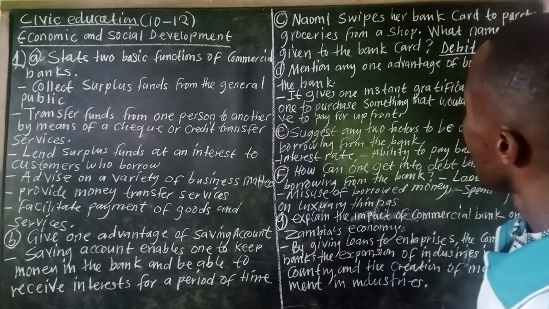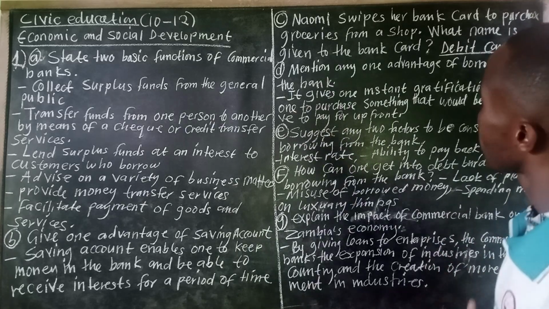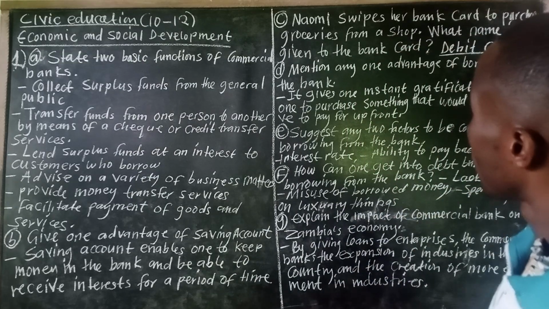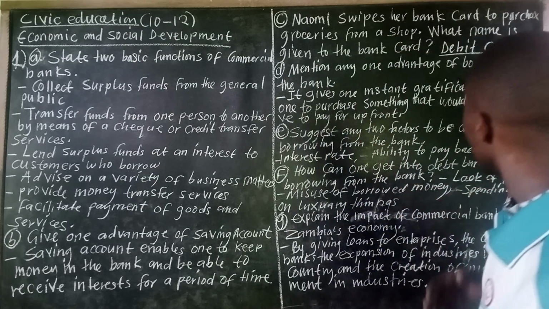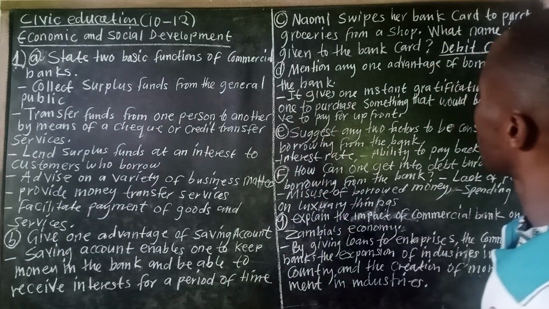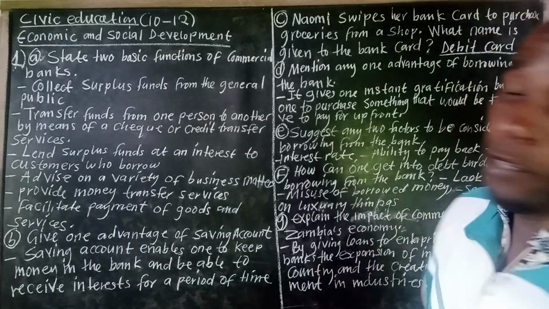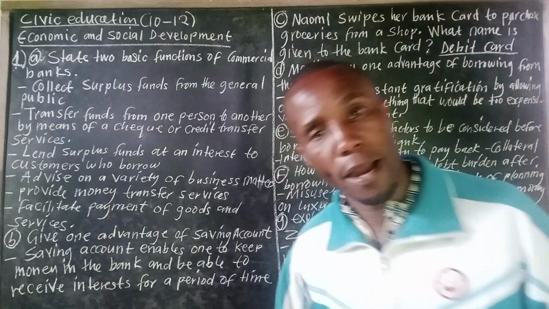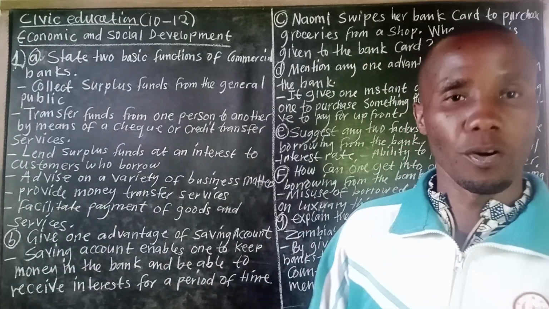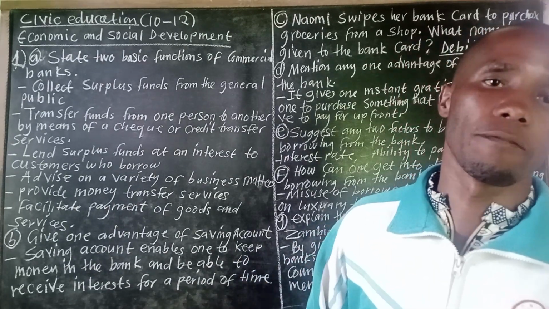That's the name. Then D, mention any one advantage of borrowing from the bank. So what's the advantage of borrowing from the bank? It gives one instant gratification by allowing one to purchase something that would be too expensive to pay for upfront. So the advantage of borrowing from the bank is that it gives you happiness. It enables you to get that which is very expensive.